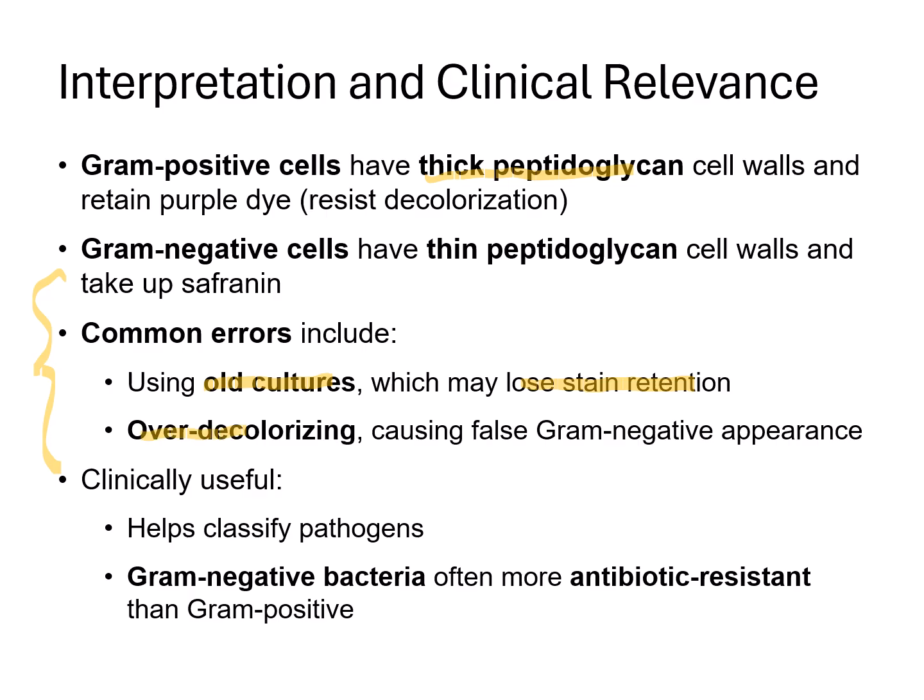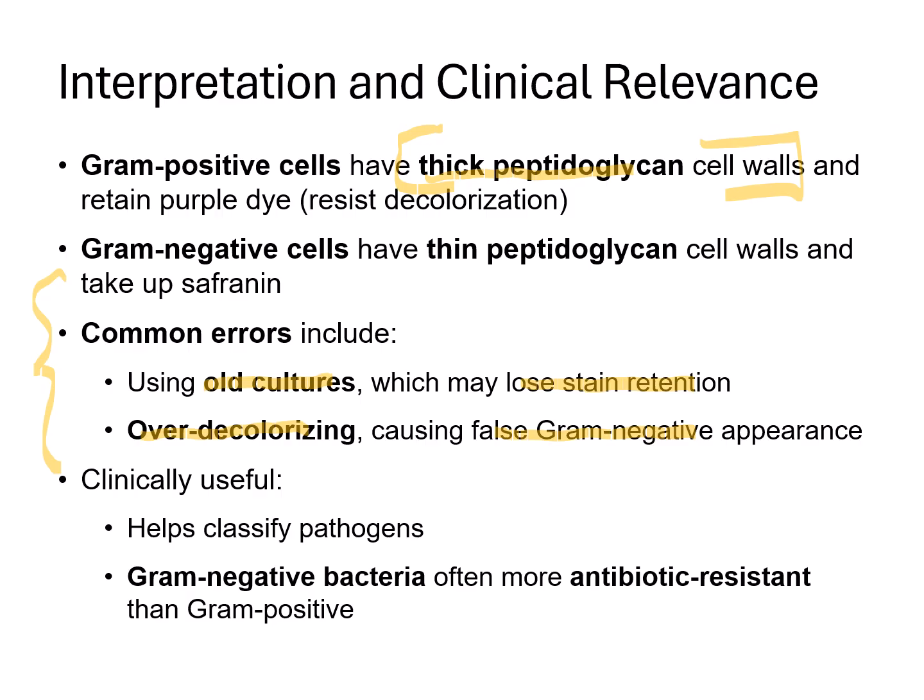Another common error is too much alcohol, too much of that decolorization step. So even if you have a thick cell wall, if you just apply too much alcohol or alcohol for too long of a period of time, that can ultimately still break down their thick cell wall, washing out the crystal violet and resulting in a pink appearance, a gram-negative appearance.